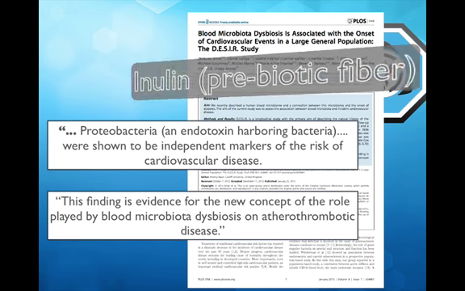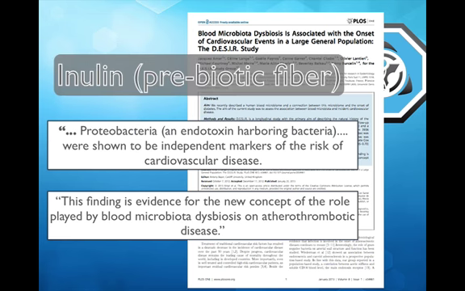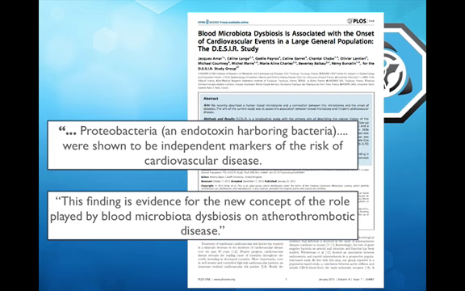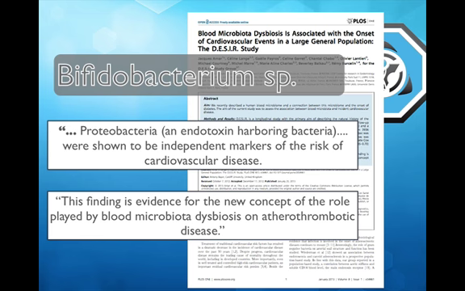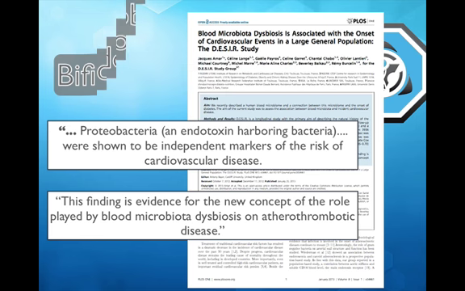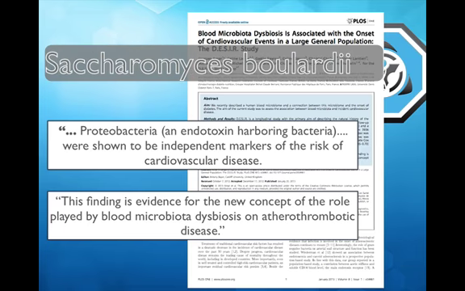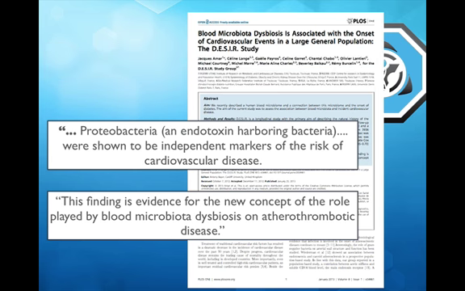Prebiotic fiber, namely inulin, which is a great fiber source, has ample data on it, specifically in the context of endotoxin inhibition from the intestine. Increased Bifidobacterium strains such as Bifidobacterium longum and Bifidobacterium lactis have been shown to prevent endotoxin absorption. And the probiotic yeast Saccharomyces boulardii has been shown in many studies to prevent endotoxin absorption and reduce inflammation in the gut by increasing interleukin 10.